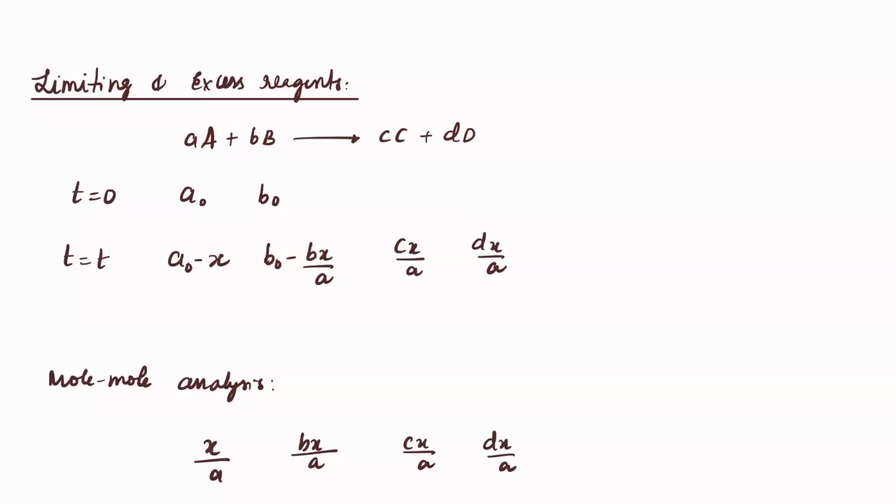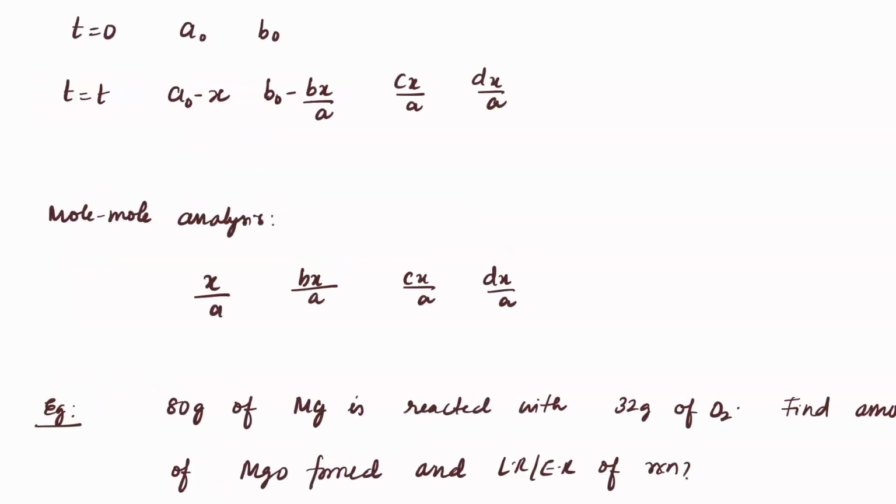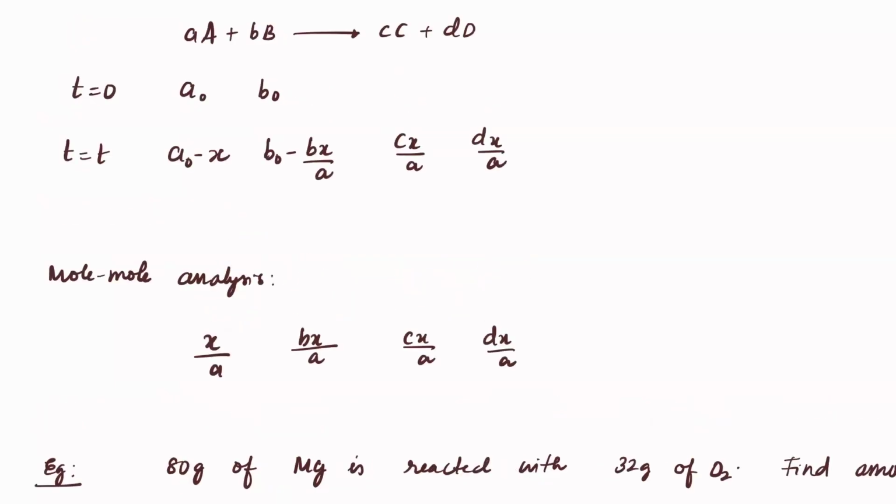If I take a mole analysis here, I can say that X by A, Bx by A, Cx by A, and Dx by A is the ratio which we got in all these cases. Of course, for A moles, if X moles are consumed, for 1 mole, X by A will be consumed.